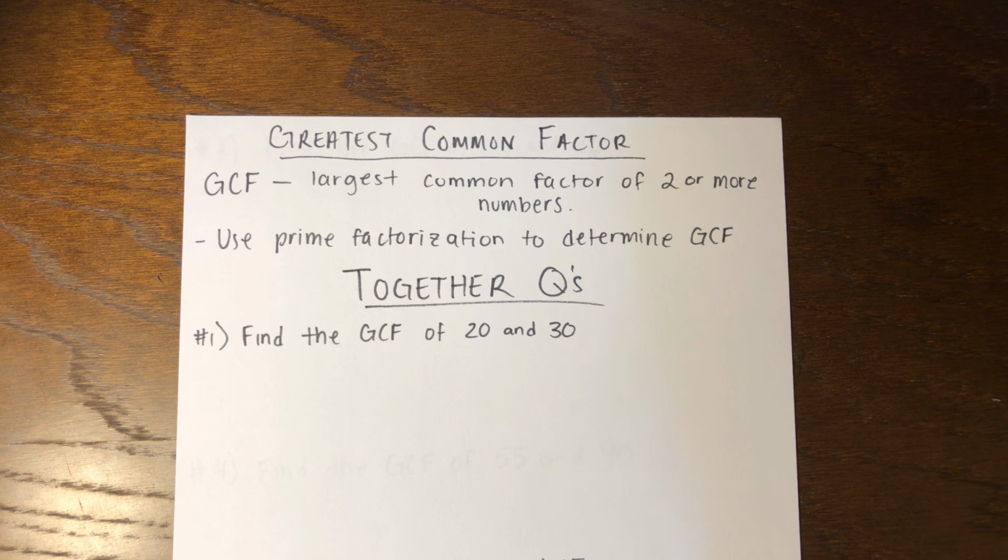We're going to be doing the greatest common factor, which also stands for GCF, which means the largest common factor of 2 or more numbers. We can use prime factorization like we learned in the last video to determine our greatest common factor. Let's work out these problems together.